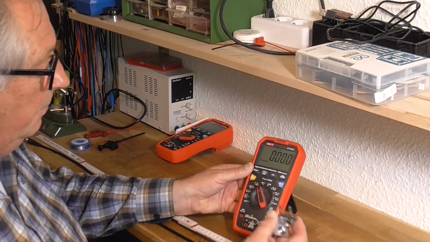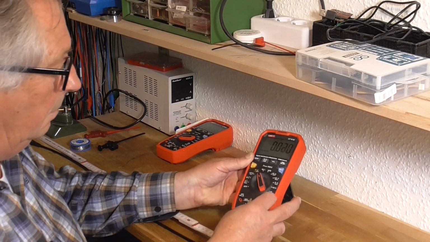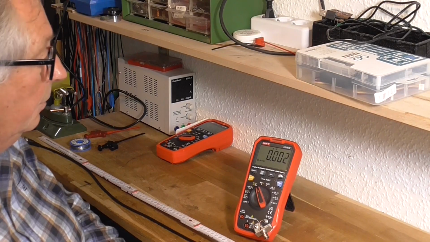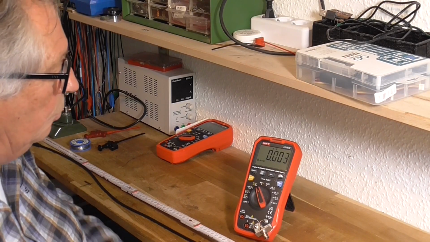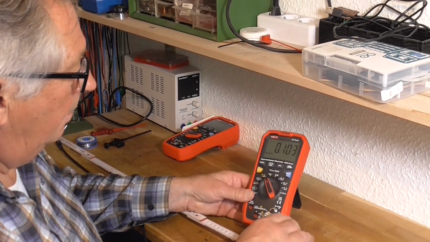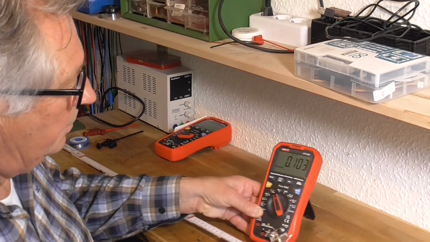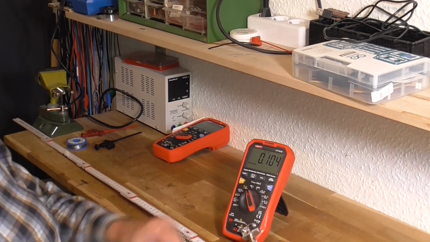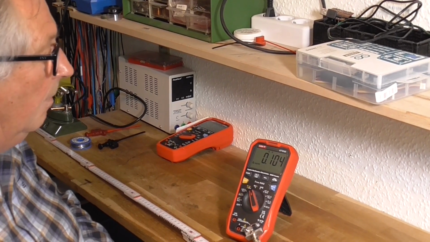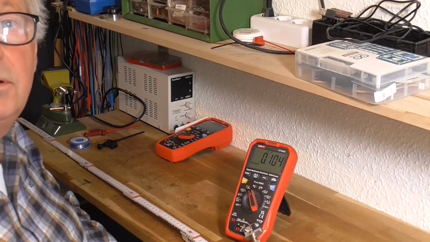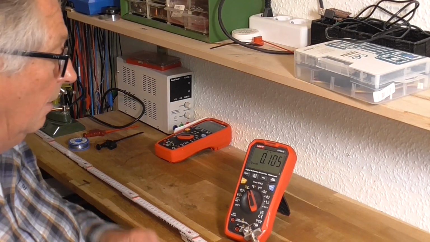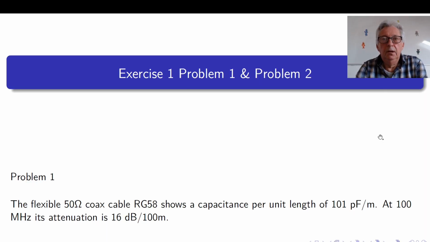In the first step I select the capacitance to measure the capacitance. So now I selected this and I insert our connector, and the connector shows a capacitance of roundabout 2 picofarad. And now I can connect our cable to this measurement equipment, and then we measure roundabout 104 picofarad. So in total our cable has 102 picofarad per meter.